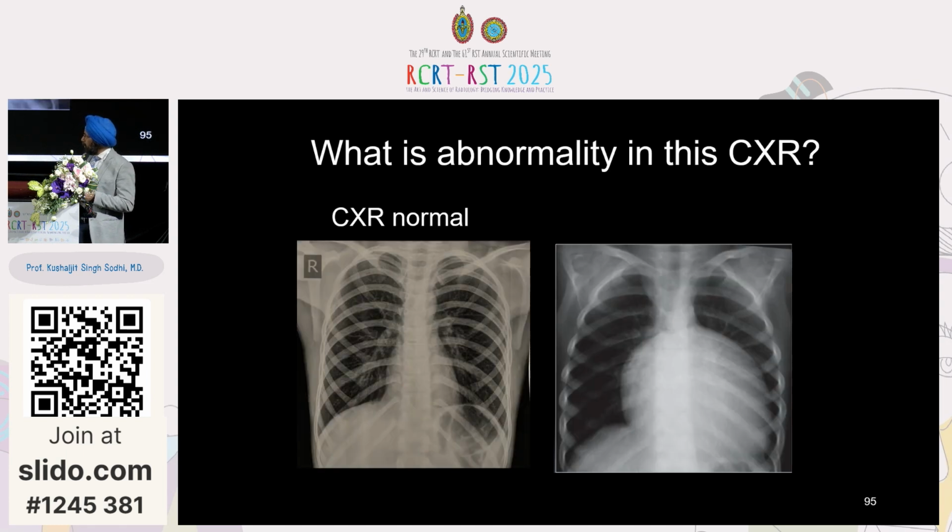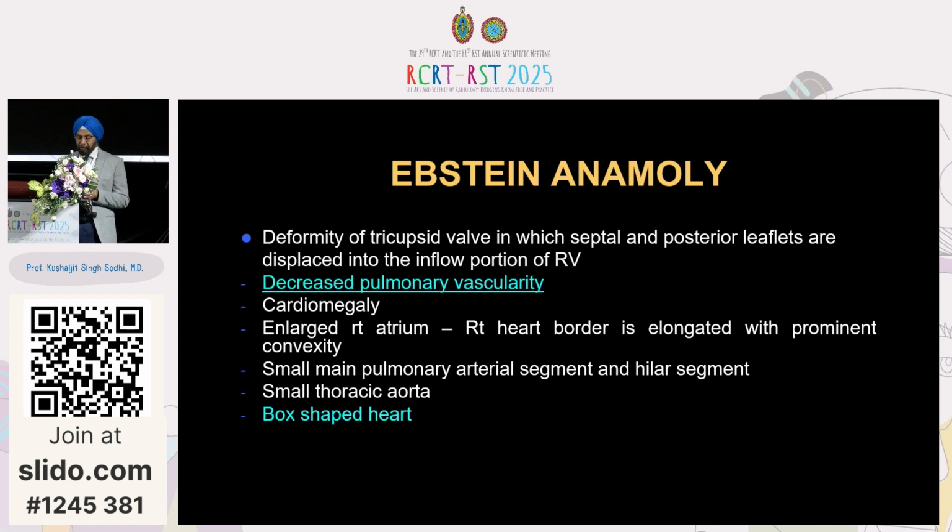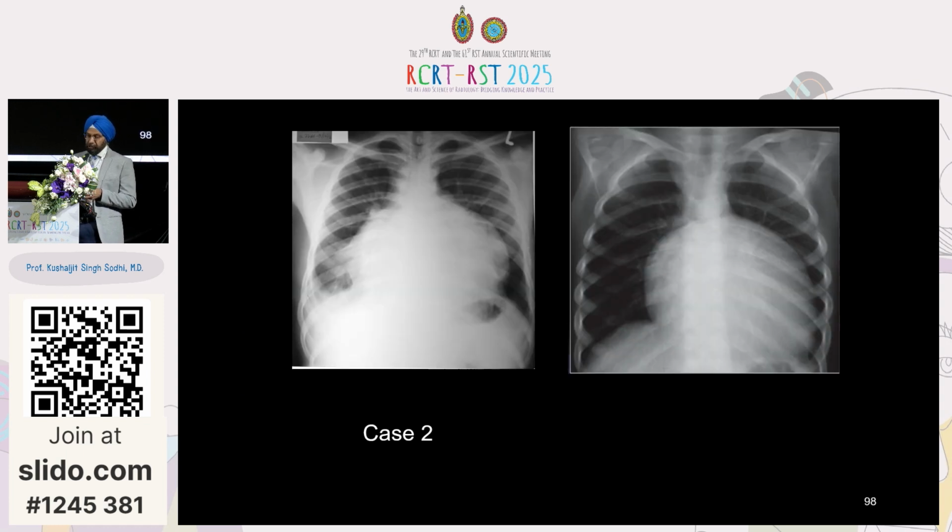So this is what a normal heart should look like, and this is the enlarged cardiomegaly one with a box-shaped heart. So this is Ebstein's anomaly, very typical, right? Decreased pulmonary vascularity. This is different from this one, in which the vasculature is normal. The aortic root or pedicle is again small here. The cardiac size is enlarged, but this is a purse ring appearance, pericardial effusion, right?